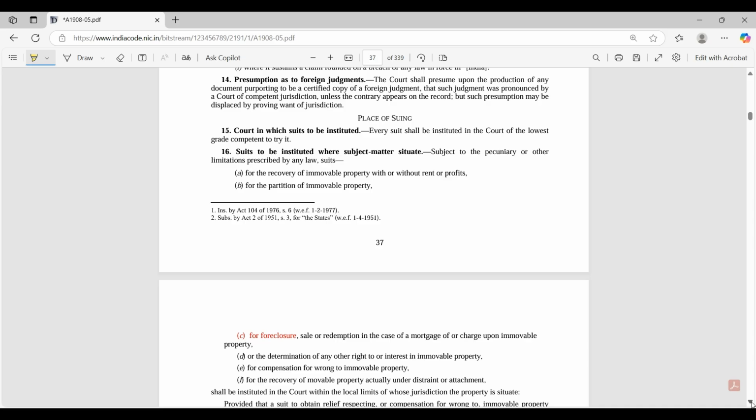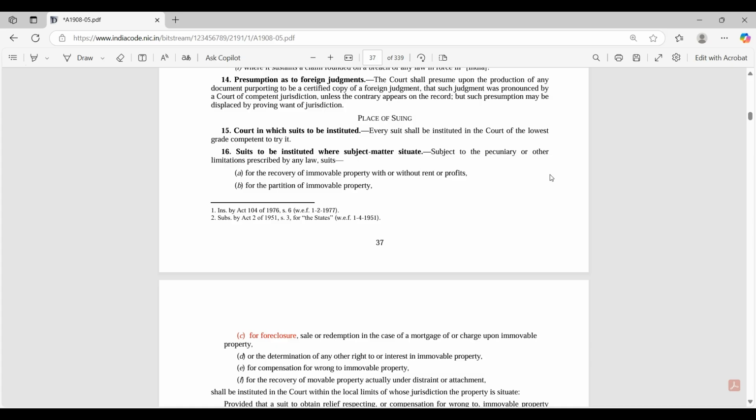Now comes a very important part, which is place of suing, section 15, court in which suits to be instituted. As I mentioned earlier, the jurisdiction of the court plays a very important role. You'll have to see before filing the case whether the court in which you're going to file the case is competent enough to try that case or not, right? So, you have to be very careful when you see the jurisdiction of the court.